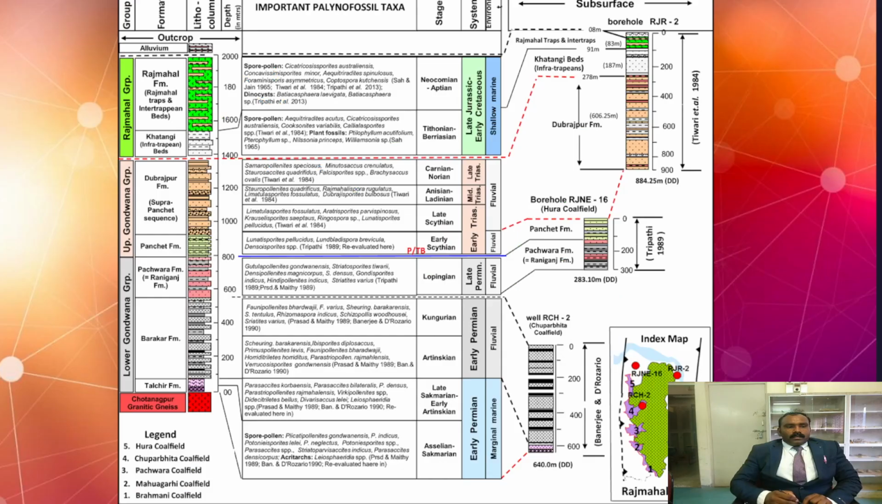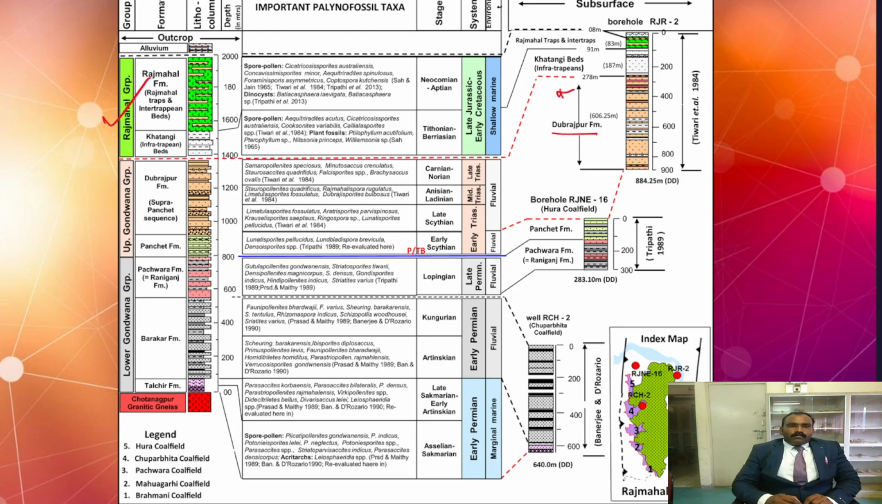This is all about the Rajmahal formations, where the Dubrajpur formation also shows different kinds of thickness, and the lithological associations also vary. The Dubrajpur formation is followed by the Katangiri formation, or the Katangiri bed, at the top. Then the Rajmahal formations may be made up of the Dubrajpur formation as well as the Katangiri formation, and the paleo fossil data shows that.